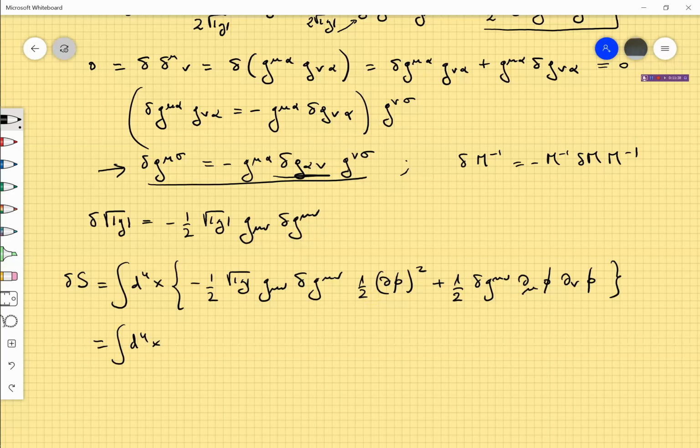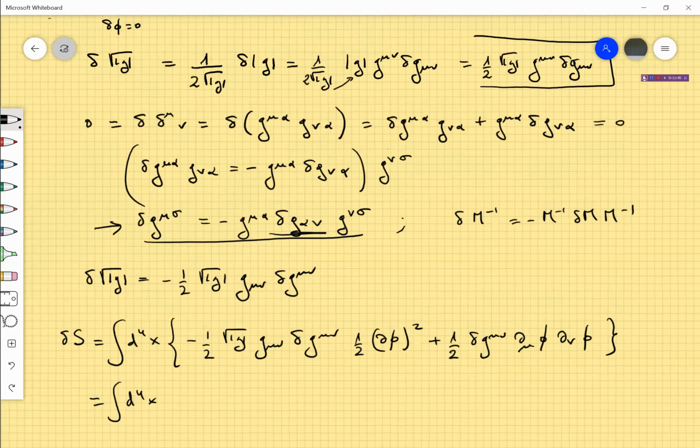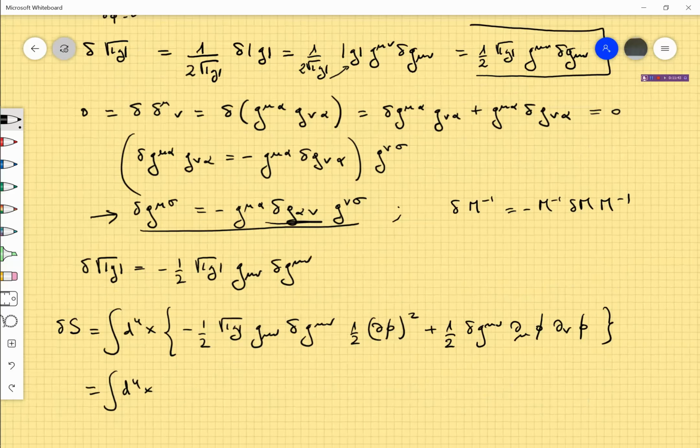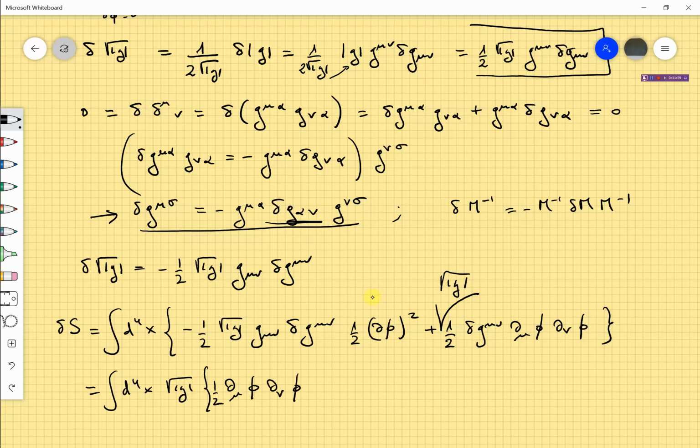Okay, and oh, sorry, I think I missed a square root of g here. Okay, so I can write it like this. And then I can write d_mu phi d_nu phi with a half, minus 1/4 g_{mu nu} (d phi) squared. Okay, let me take also a factor of 1/2 here, so I simplify this a bit more.